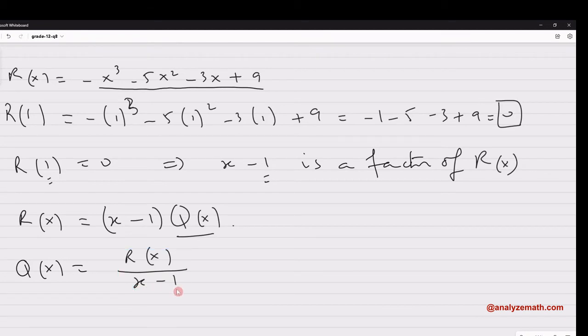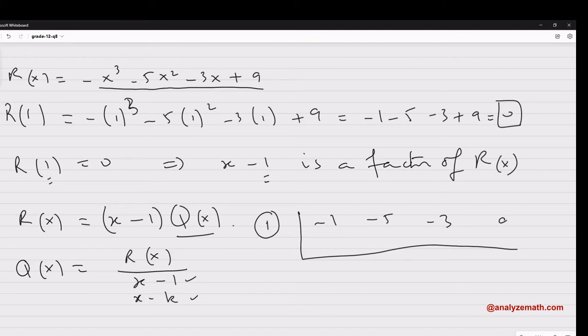x minus 1 is a linear factor, so we're going to use the synthetic division of polynomials. We do this as follows. We compare this to x minus k. So when you compare this, k equals 1, and you put the k here, 1. Here you put the coefficients of the polynomial R(x), which are -1, -5, -3, and 9.